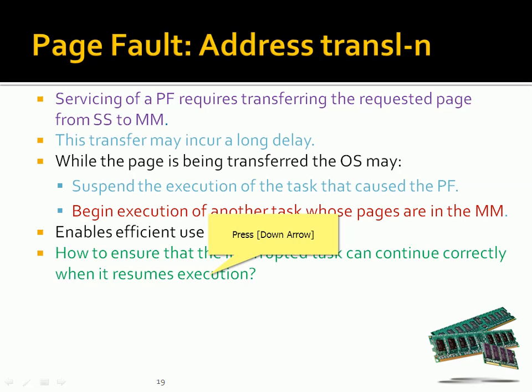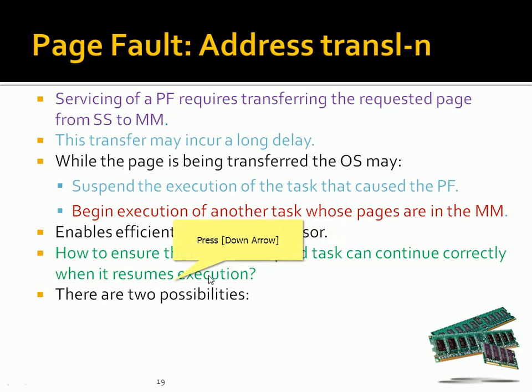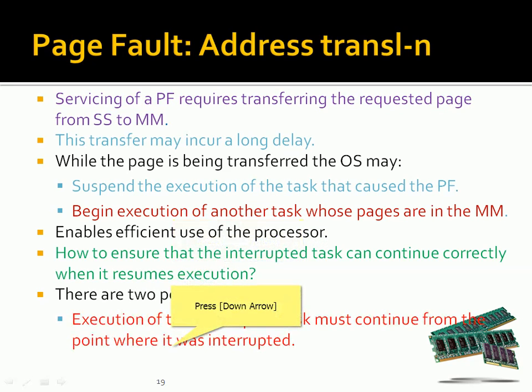So when the page fault arrives, after the page that creates the fault is handled, the processor has to resume the remaining execution. There are two possibilities. What are those? Execution of the interrupted task must be continued from the point where it was stopped, right? When the page fault occurs, the remaining execution of the program is suspended. Now that the page has come back, the execution will commence from where it was interrupted.